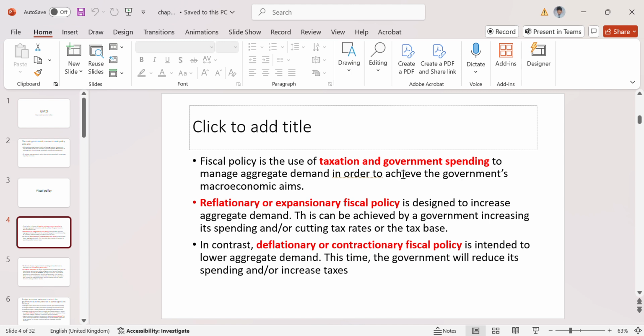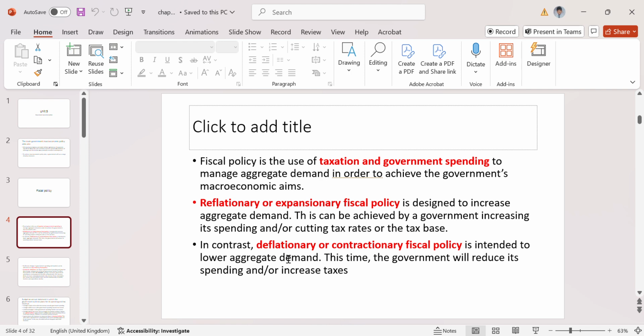Now, fiscal policy is of two types. Reflationary or expansionary fiscal policy is used to increase the aggregate demand, and in order to do so, the government will start cutting the tax rates so that people have more disposable income. If people have more disposable income, then quite naturally they will demand more, and aggregate demand will go up. The other way is that the government will increase its spending on infrastructure and so many other things. The jobs will be available. If jobs are available, income will increase, and AD will increase.